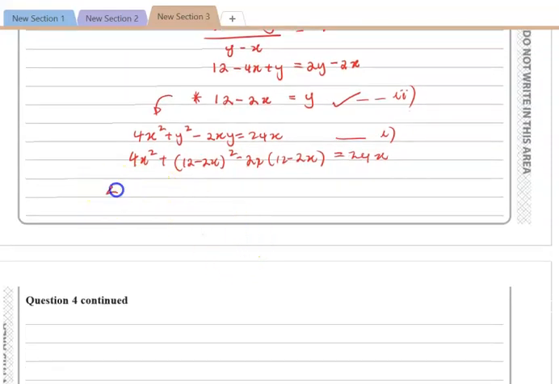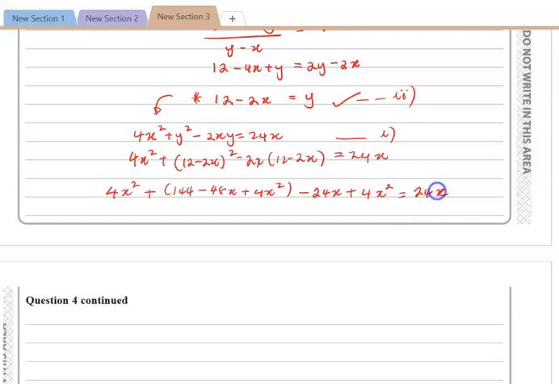Now when you expand the bracket, you do the math quickly here. Be careful with the negatives here. So we have 144 minus 12 times 2, which is 24 times 2, which is 48x, and then here plus 4x squared. This one here minus, when you open the bracket, you have minus, so you have 2x and 12 minus 24x, and then you have here plus 4x squared. This one equals what?